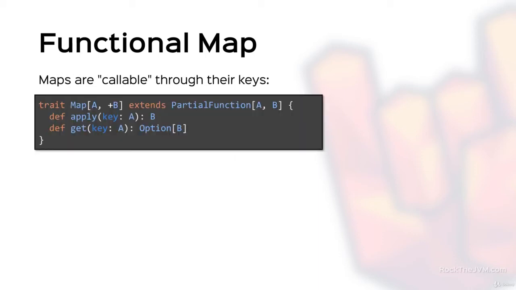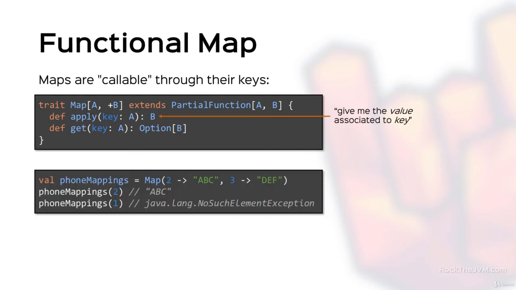Now, quite a similar line of reasoning happens for maps, because maps are quote-unquote callable by their keys. That is, they have the apply method, which takes a key and returns a value. So this is the contract for map. But if you have a map and you call apply with an existing key, it will return a value. But if you call the apply method with a non-existing key, then that will throw an exception.